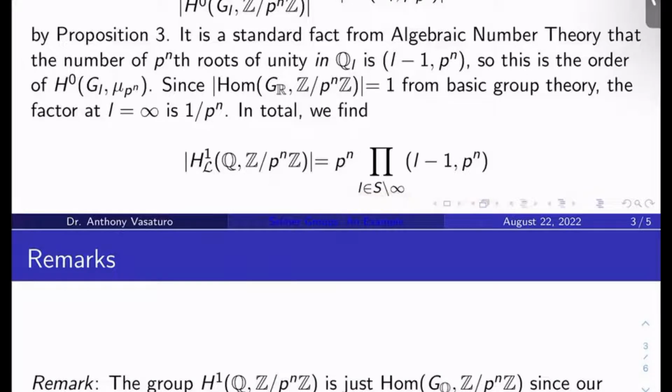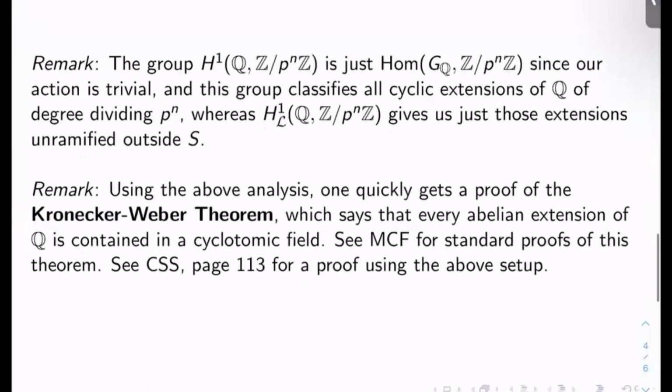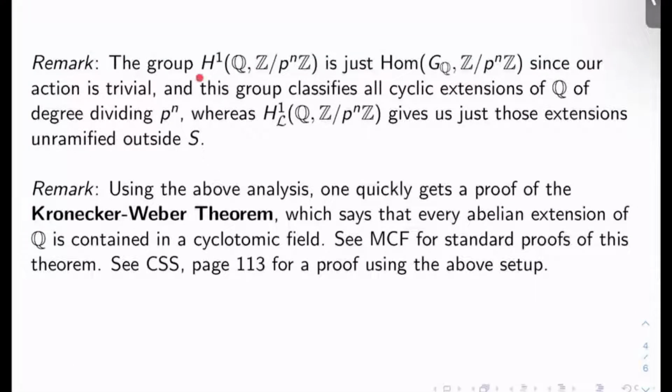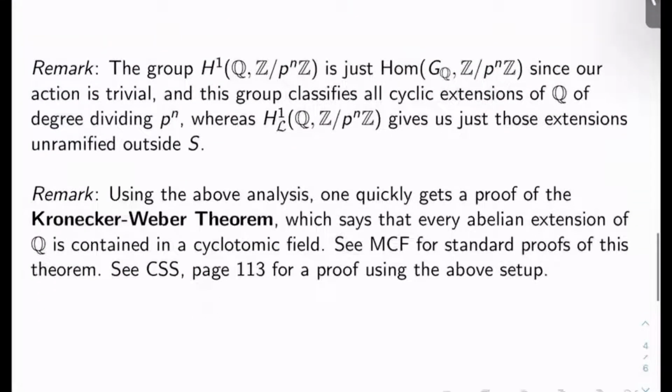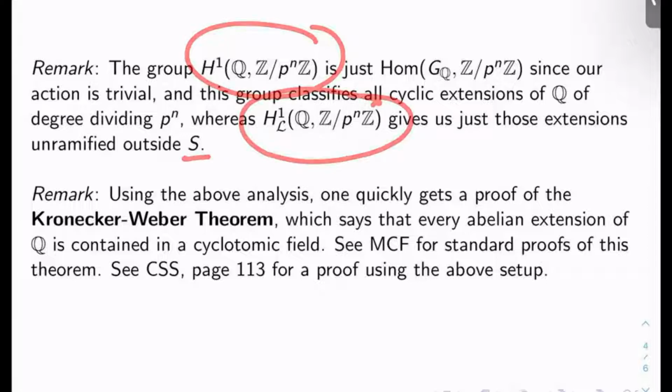Okay, so we successfully used the product formula on Galois cohomology from last video. Just a couple of remarks here. The group H1 G sub Q Z mod P to the NZ is just Hom G sub Q Z mod P to the NZ because our action is trivial. And this group, what does it do? It just classifies all cyclic extensions of Q of degree dividing P to the N. So what's the difference between that and H1 sub cal L G sub Q Z mod P to the NZ? Well, the latter just gives us those extensions that are unramified outside S. Okay, so this is all of those extensions. These are the ones unramified outside S.